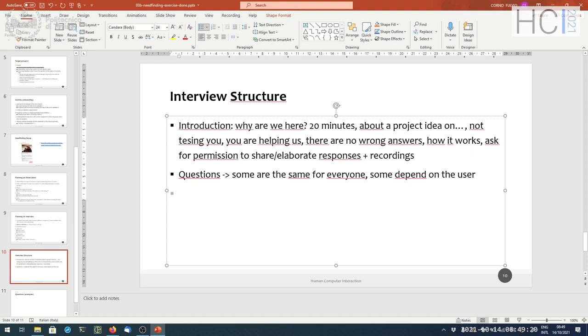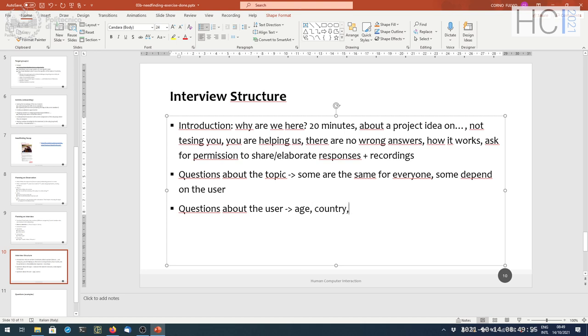But questions, let's say, about the topic. There's a topic we are researching. And then we can ask questions about the user. So there may be simple questions, or say, demographic questions. I don't know if that's a word in English. Like age, where you live, country, or maybe gender, if you want, and so on. Profession, the level of skills.